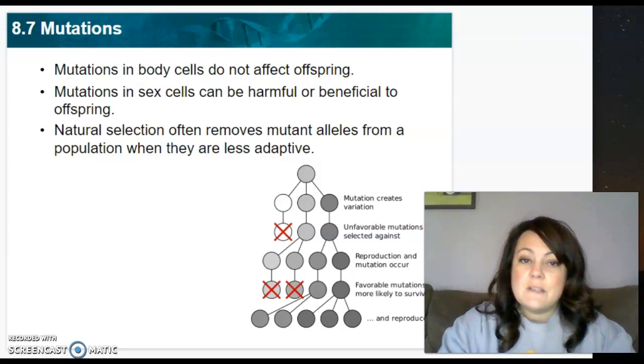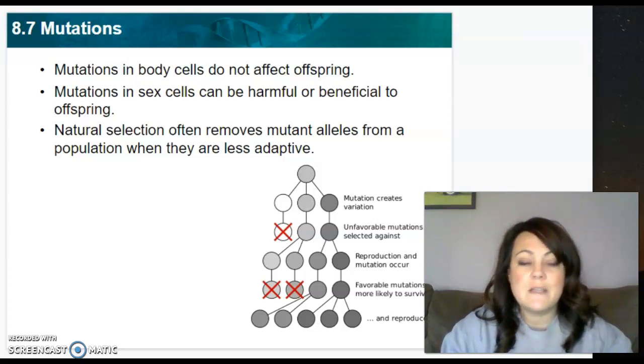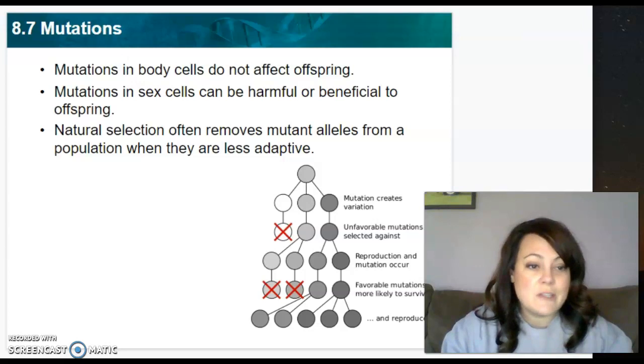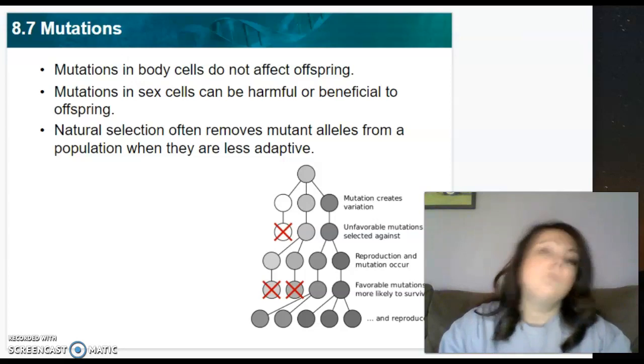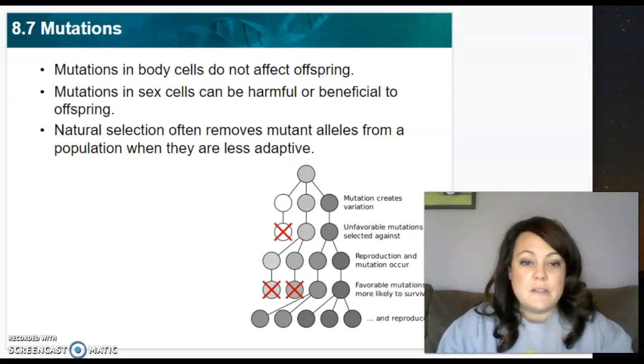Mutations that happen in the sex cells can be harmful or beneficial to offspring. Natural selection often removes those mutant alleles from a population when they are less adaptive. Remember, natural selection is the strongest will survive. The smartest, the strongest, the fastest, the best looking of the herd are the ones that are going to survive long enough to pass on their genetics. The slow ones, the not so bright ones, the not so good looking ones, they're the ones that are going to get picked off from the herd, and thereby their genetics are going to get booted out of the gene pool, which is a good thing because you want a healthy gene pool for the survival of the species.